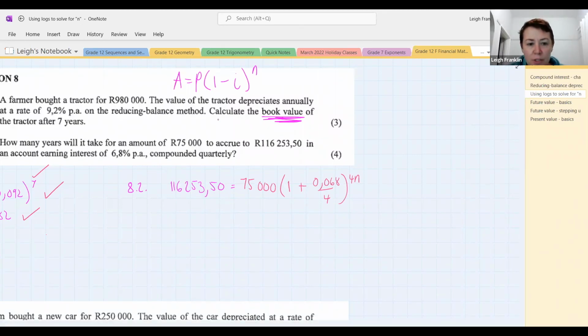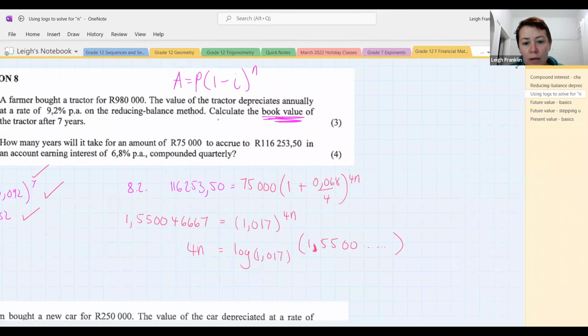Okay, so the first thing that you have to do is divide by 75,000 on both sides. You cannot round off, okay? So I know this is a bit of a long number, but we've got to keep this number: 0.0046667. We're not allowed to round that off, okay? And then inside the bracket, I don't know about the rest of you, but the number that I'm getting is 1.017. Okay, so that means that 4n equals log base 1.017 of our other number here, goodness gracious me, 1.5500. I'm not allowed to round that off.